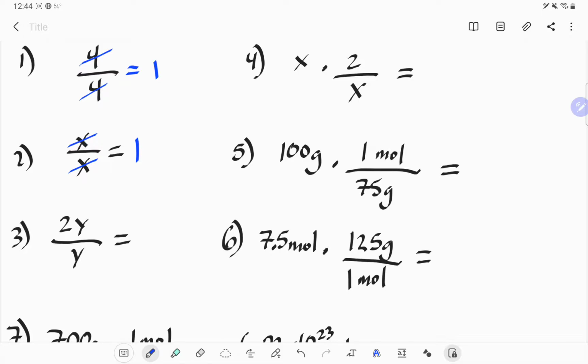So let's look at the next one. I'll have you pause the video and try to solve it on your own. Here we have 2y divided by y. The y's are going to cancel, and we're going to be left over with 2.